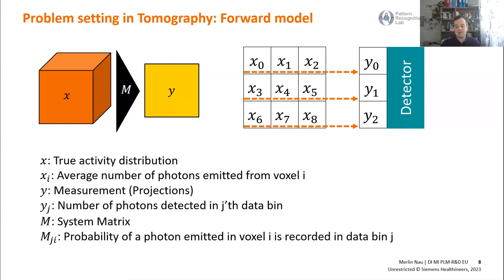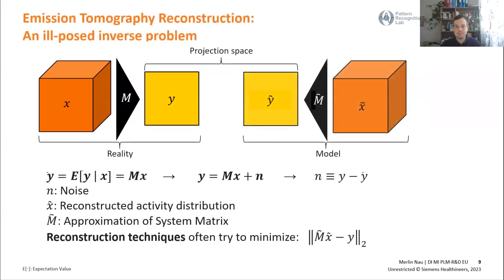Now, in reality, we don't know the true system matrix. We don't know how exactly this is happening when we are doing the imaging. So what we can only do is have an estimate of this system matrix, some kind of model that we build by incorporating physics and also maybe anatomical information of the patient when we do attenuation correction.